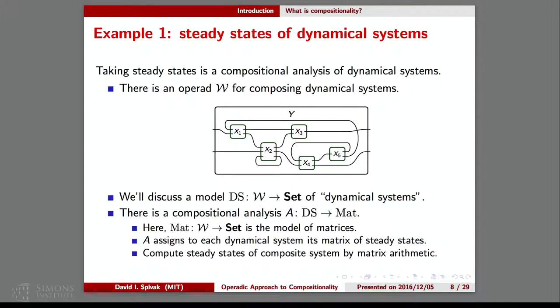There's a model of matrices for this type of string diagram, and I'm going to talk about that. And the point is that there's an analysis, or a way of looking at dynamical systems, which produces a matrix out of any dynamical system. And that analysis is compositional. You can know the steady states of the whole dynamical system by composing matrix-wise the steady states of the pieces.